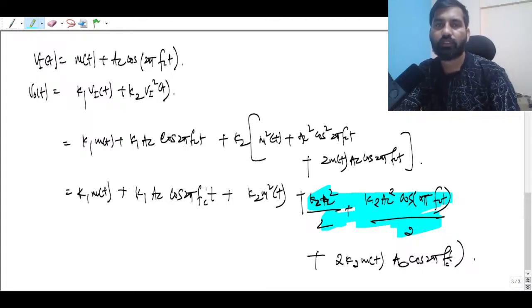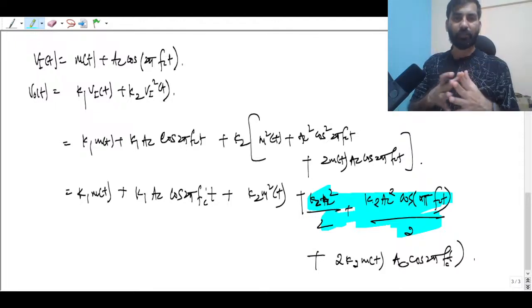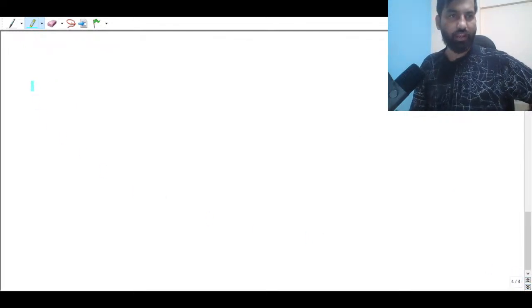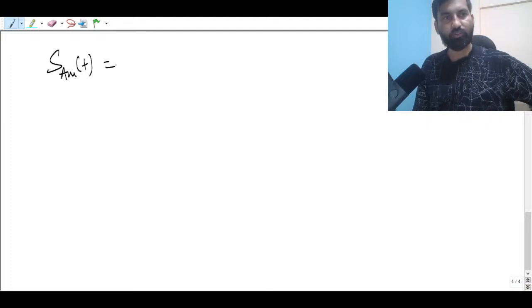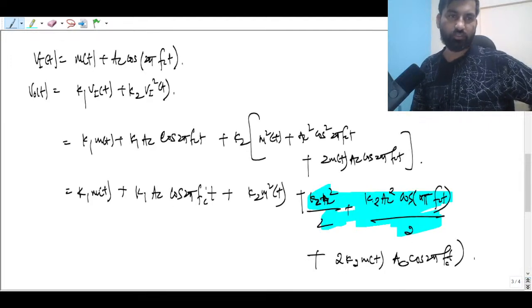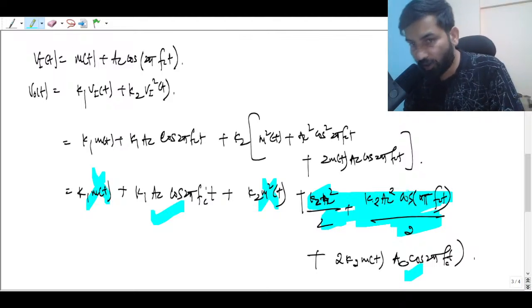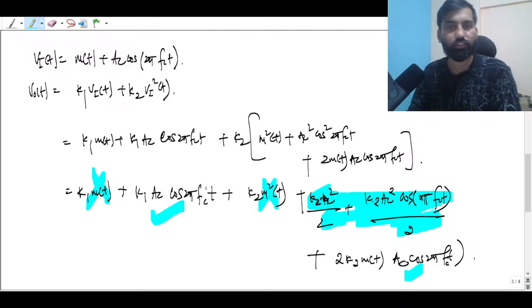So what signal will you get? That is the question. If you try to plot the spectrum here, s(t) is going to be equal to... this will not be passing through. This is a low frequency signal, and this is also low frequency. In fact, this will also not pass because it is not centered around fc. This is 2 fc.